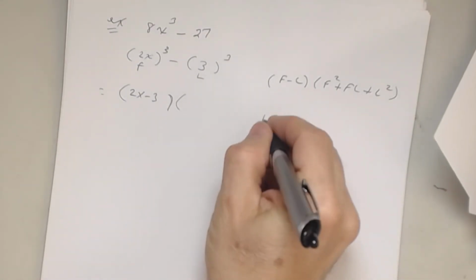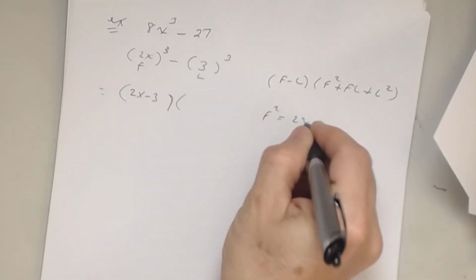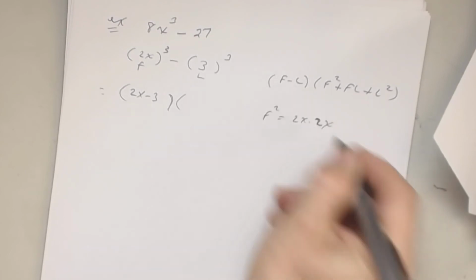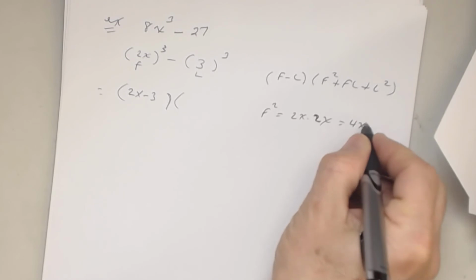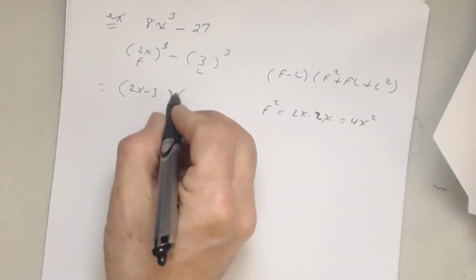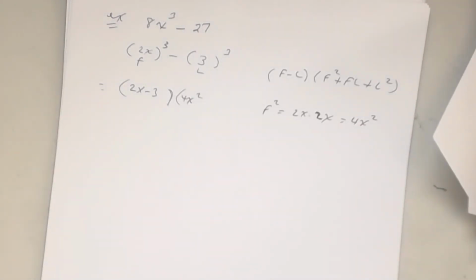Okay, now let's do the trinomial. So the trinomial says this. I take f and I square it. So in other words, I multiply by itself. So let's think about this. What's f in this case? 2x. So I'm doing f squared, right? So I'm saying 2x times itself. What's 2x times 2x? 4x squared. So that goes here. Okay? So f squared becomes 4x squared, because 2x times 2x is 4x squared.